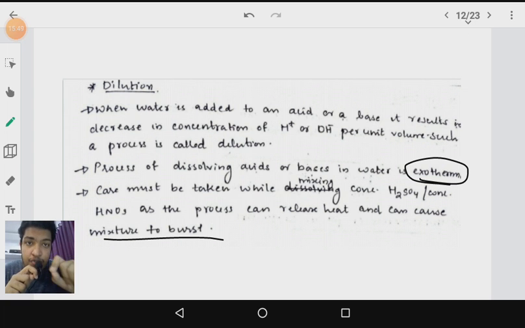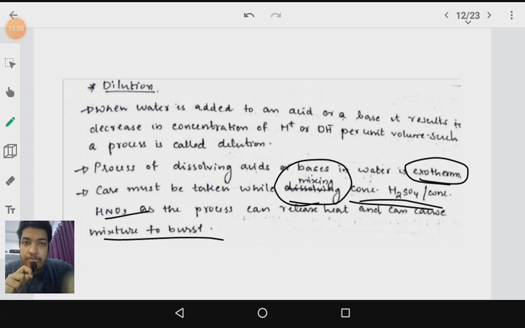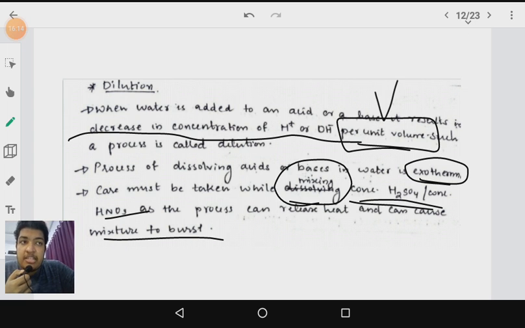So we have to be extremely careful while doing the mixing or the process of dilution, especially with concentrated sulfuric acid as well as concentrated nitric acid. So these are the points which we have to study related to dilution. Dilution is the process of adding water into acid or base in simplest terms, and that results in a decrease in the concentration of H plus ions per unit volume. So this per unit volume is the most important concept.